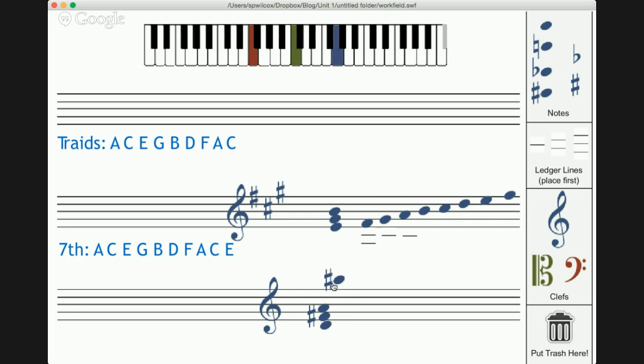Another triad, if I just changed it again, instead of a minor 3rd on top, I could put a major 3rd on top. So I would do that. This would be a major, major chord because it's a major triad with a major 3rd on top. Major, minor would be a major triad with a minor 3rd on top.